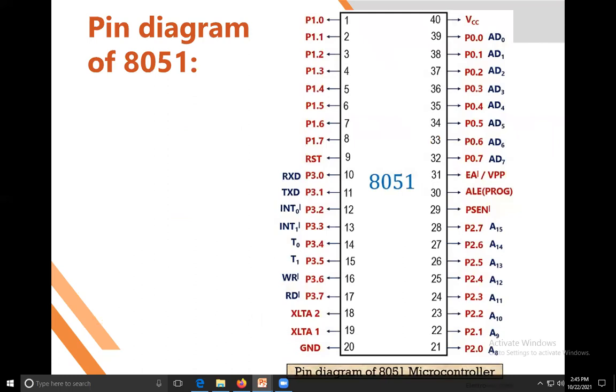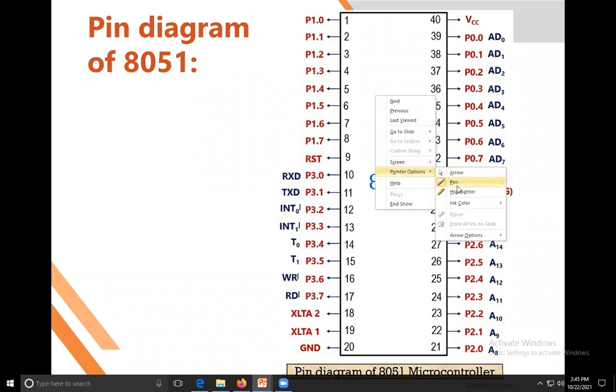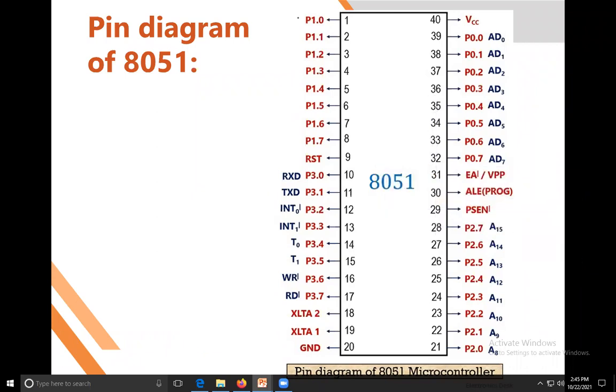It's very easy to remember all the pins. See, how many pins? It is a 40 pin IC. 8085 is also a 40 pin IC, and 8051 is also a 40 pin IC.